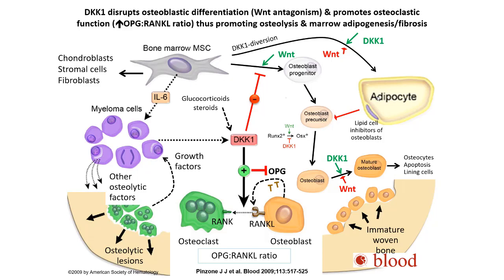And fat is not passive in the bone marrow. Fat is not passive, it's active. So fat itself blocks the Wnt pathway. So this is a blocker. So even if you kill all of these cells, this block here is permanent because the fat cells will always be there. That's why bone marrow lesions never heal. Okay? The other thing that DKK1 does is it activates the signaling between osteoblasts and osteoclasts, leading to osteolytic lesions.